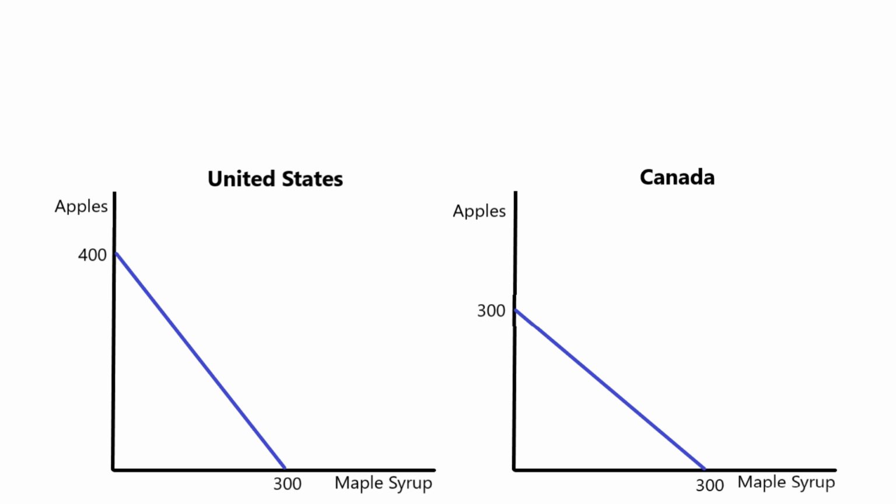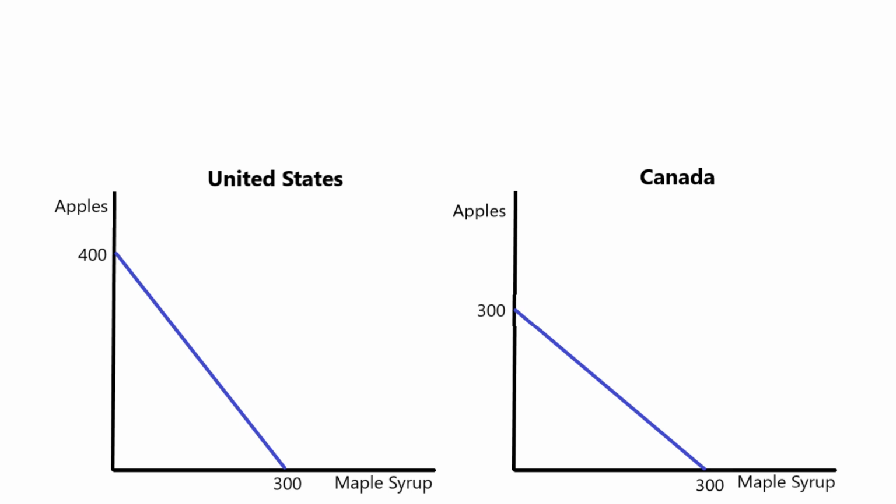And we're assuming, again for simplicity, that the production possibilities frontier is linear for both the U.S. and Canada. The two curves on the screen in blue are the production possibilities curves for the U.S. and Canada. Now, to determine who has a comparative advantage, what we need to do is measure the opportunity cost. And let's start by measuring the opportunity cost of producing apples. If the U.S. chooses to produce 400 units of apples, it's giving up 300 units of maple syrup. So the opportunity cost of 400 units of apples is 300 units of maple syrup.